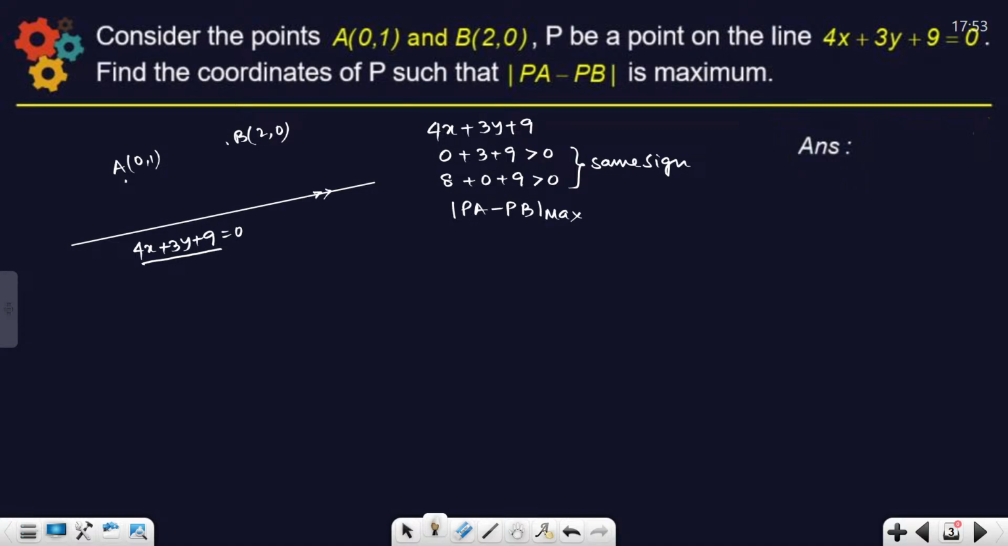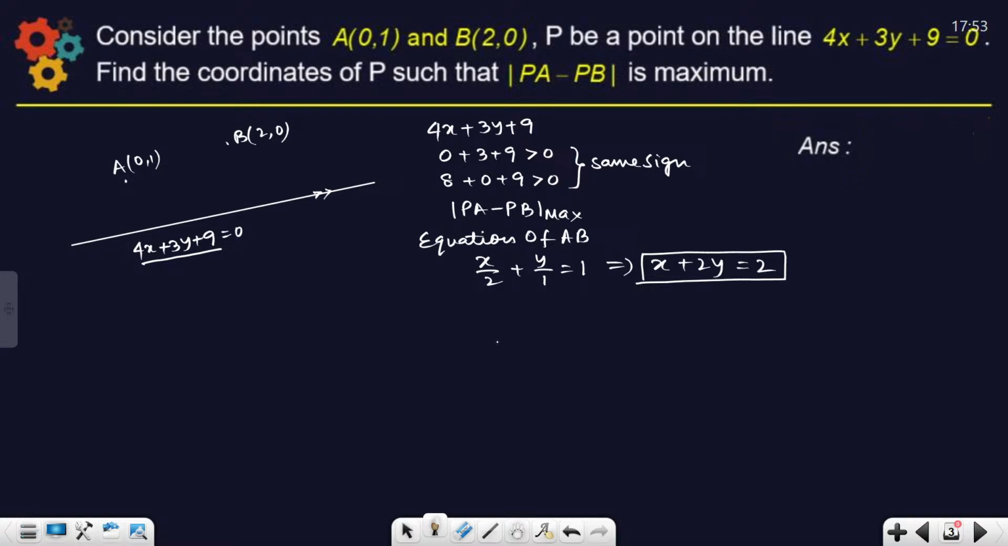As I discussed yesterday, since these 2 points are lying on the same side of the line, simply I will find the equation of AB. We can easily see that the points are (0, 1) and (2, 0). Therefore, the equation will be found through the intercept form. So we have the equation like this, right? This is the equation of AB.